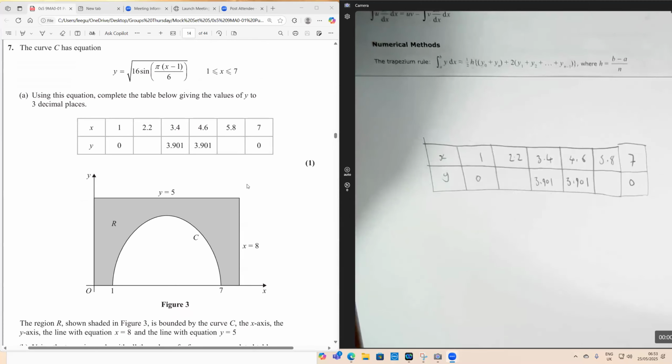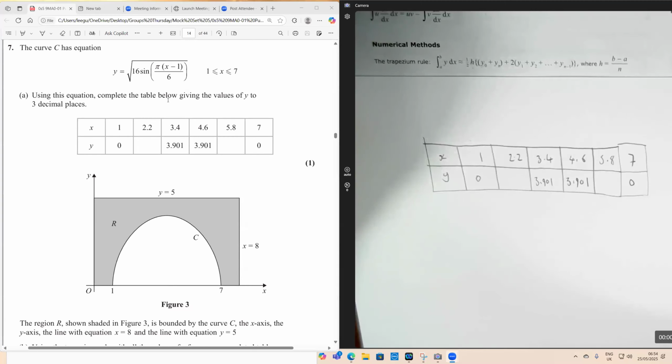So question 7 says the curve C has the equation y is equal to that. Use the equation to complete the table below, giving the values of y to 3 decimal places. Again, in principle, there's no reason why this couldn't be in degrees or radians. However, there's a pi in there, which would infer that we should be in radians. And if you're unsure about whether you're in degrees or radians, you can just check it by one of the values that they've already given. So if you put it into your calculator.